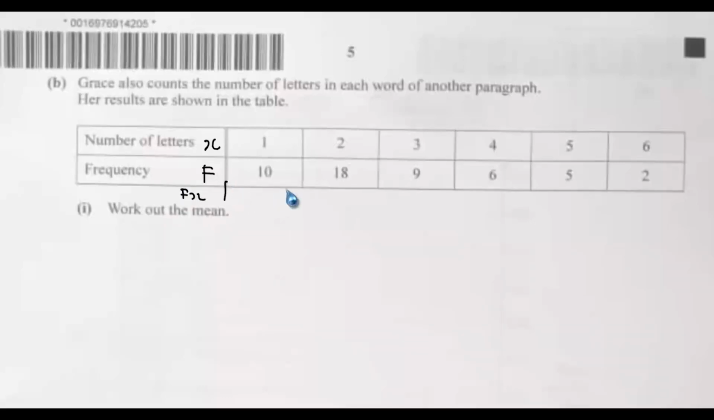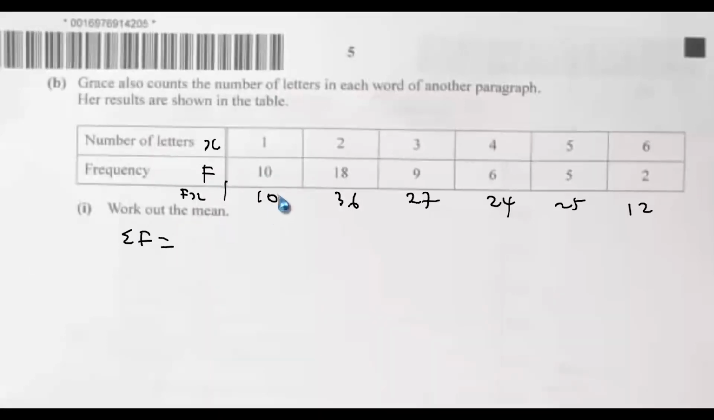So that will be 10 times 1, that will be 10. 2 times 18, that will be 36. 3 times 9, 27. 4 times 6, 24. 5 times 5, 25. 6 times 2, 12. Okay, so we need to add the frequencies together. So that will be summation F.